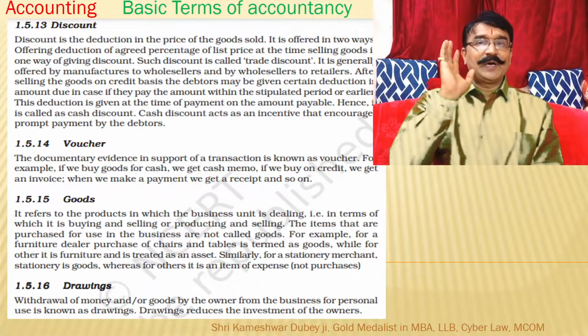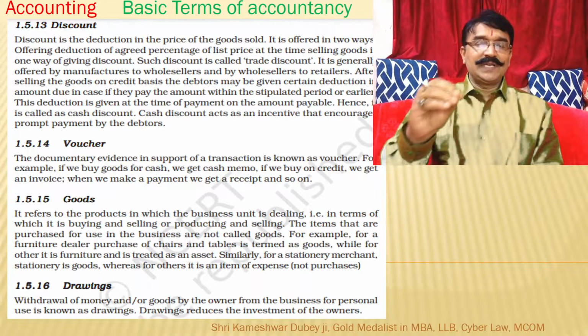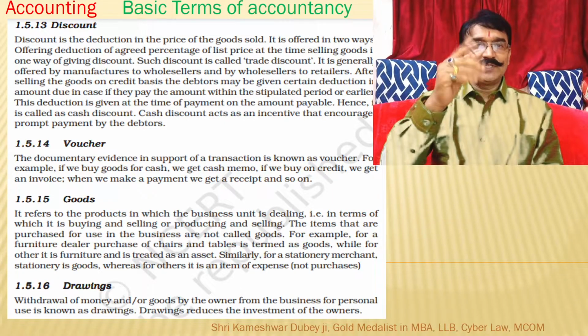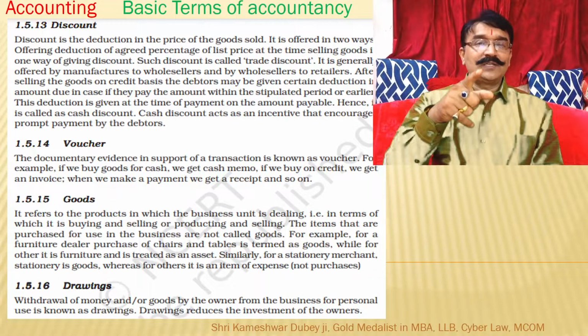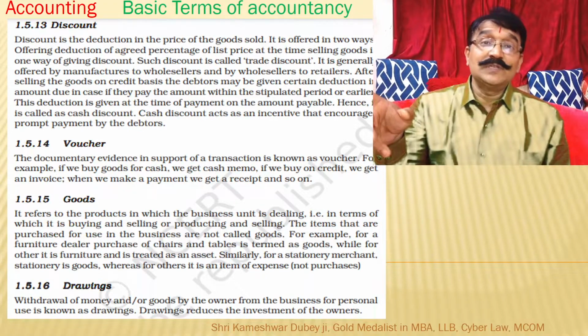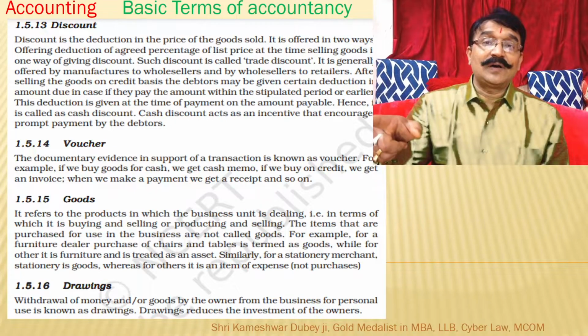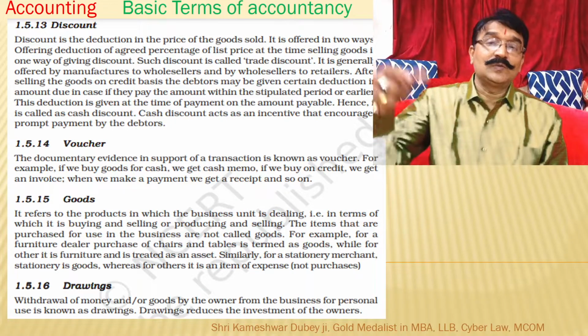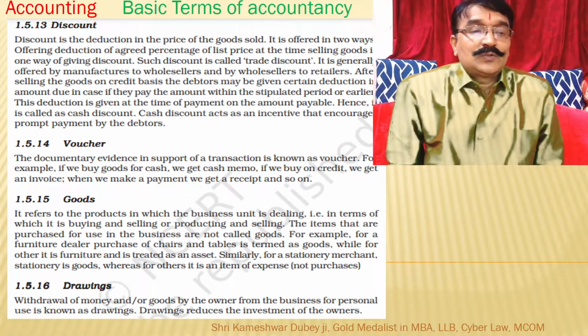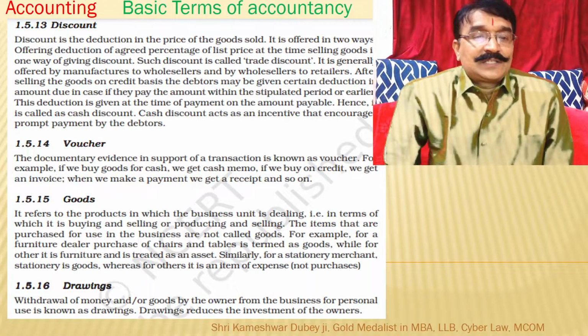The MRP is 100 rupees and I am selling it to you for 70 rupees, so 30 rupees is discount. But that discount is known as trade discount, because the wholesaler or retailer who is taking it is going to further sell it at a higher price. So that is why it is trade discount.